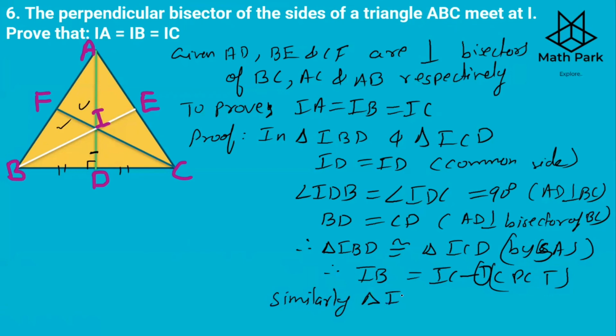You have triangle IBF congruent to triangle IAF, again by SAS in the same way as we did. Therefore you have IB equal to IA by CPCT. Let this be equation number 2.